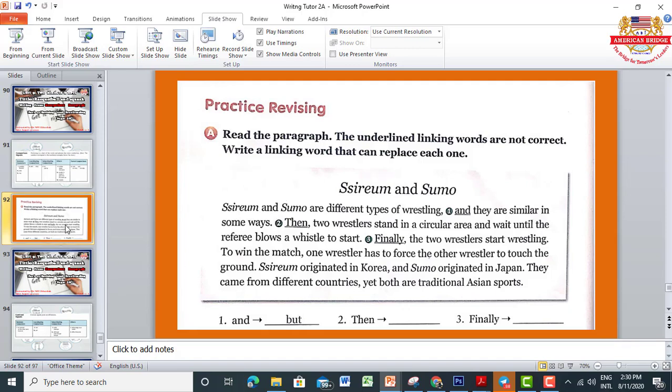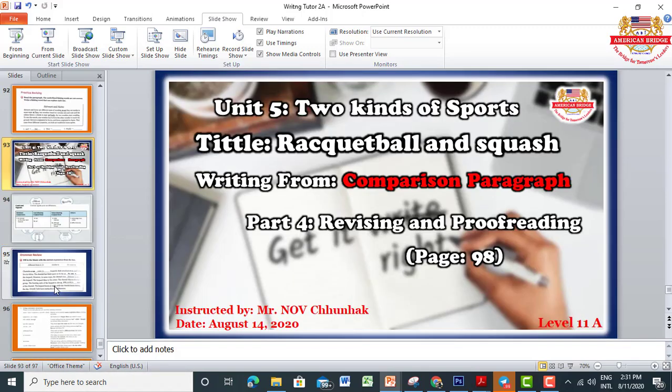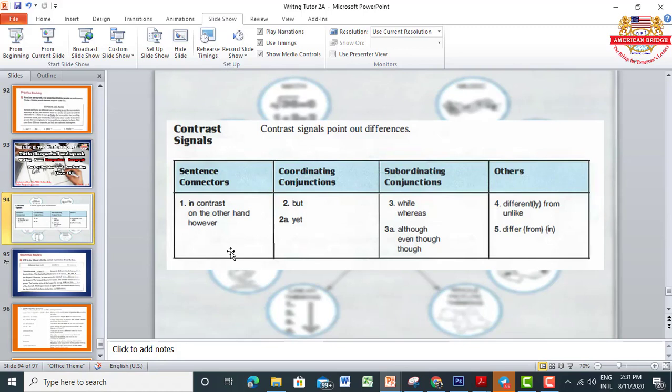And then you have to work on changing the underlined word that is wrong, like the word then, and finally. After that you have to substitute words that can be used in order to fix the meaning correctly. Okay, like the word then here we change to first, and finally here we change to then next. Okay, like this. And now we go on to continue with the contrast signals.